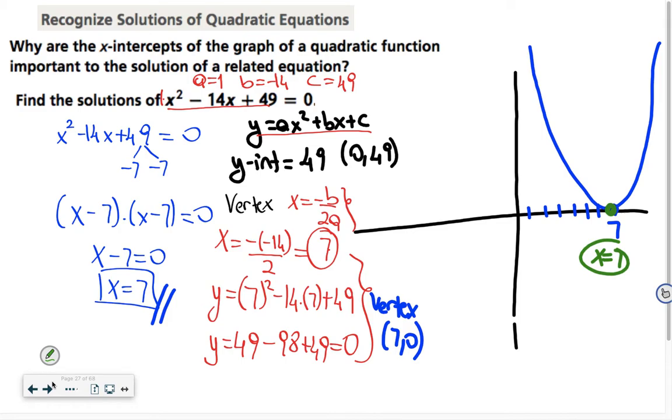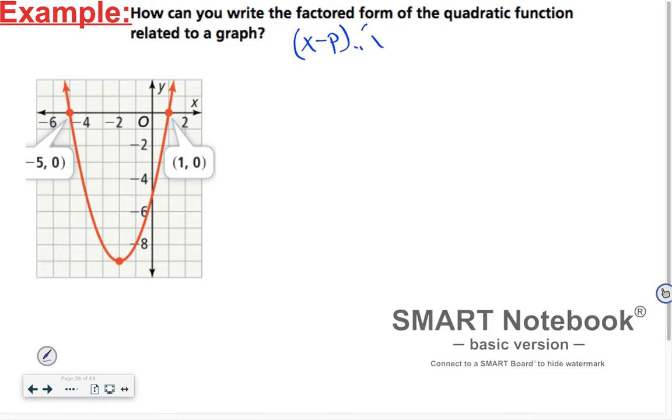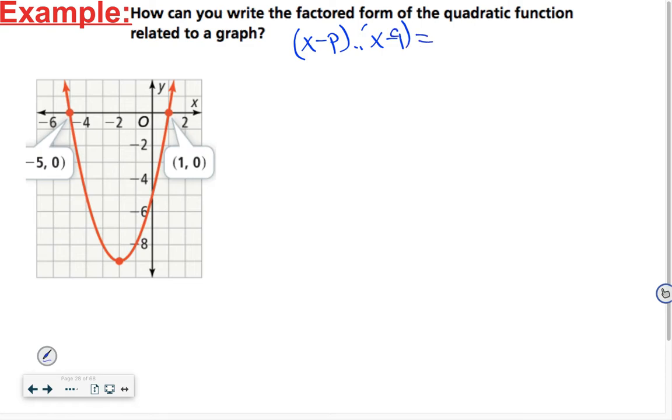Next question. This is the next question, ladies and gentlemen. Remember that if you have factored form like x minus p times x minus q is equal to 0, you can say that x is equal to p and x is equal to q is your solution, right? Now, when you look at over here, what are the two solutions? Which means that what are the x-intercepts? One of them is x is equal to negative 5. The other one is x is equal to positive 1.